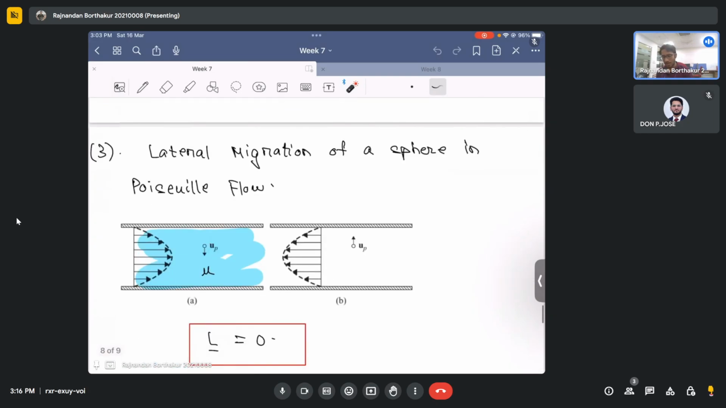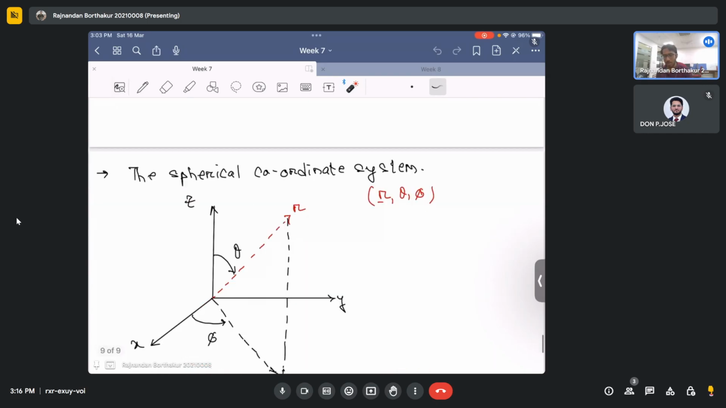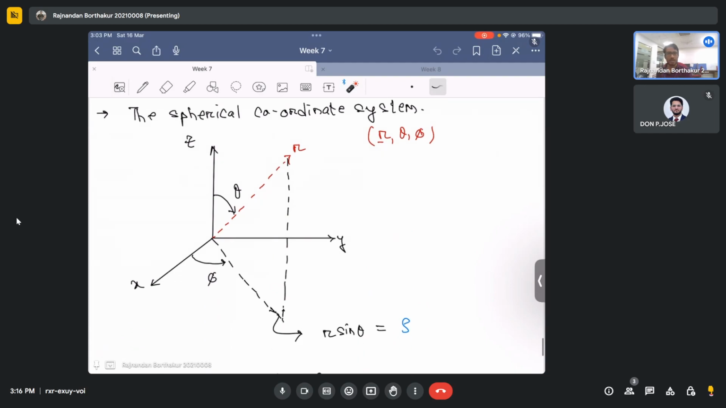Lastly, we also saw that a sphere immersed in a bounded parabolic flow, or an unbounded parabolic flow, won't suffer any lateral migration in the absence of any inertial forces. So this was something that we saw, and we ended our discussion by discussing the spherical coordinate system, because today we'll be solving the motion of a sphere that is subjected to a background parabolic flow, and we will heavily use the spherical coordinate system.